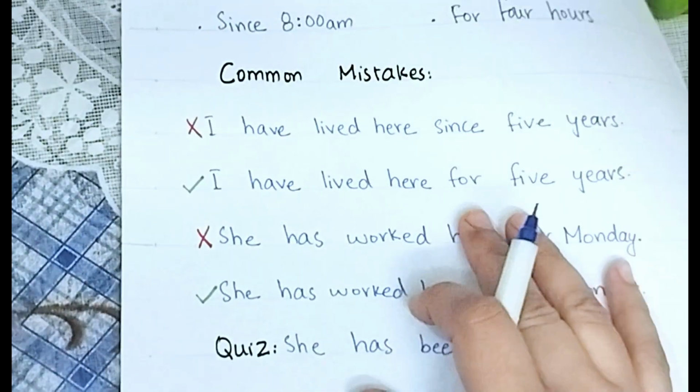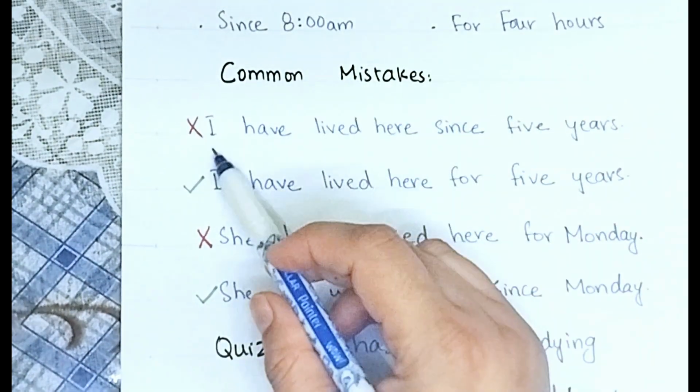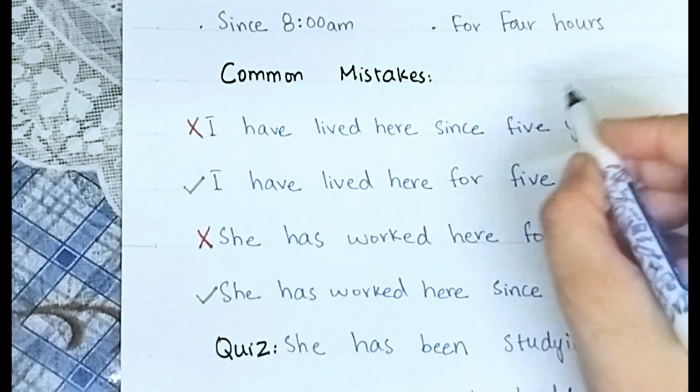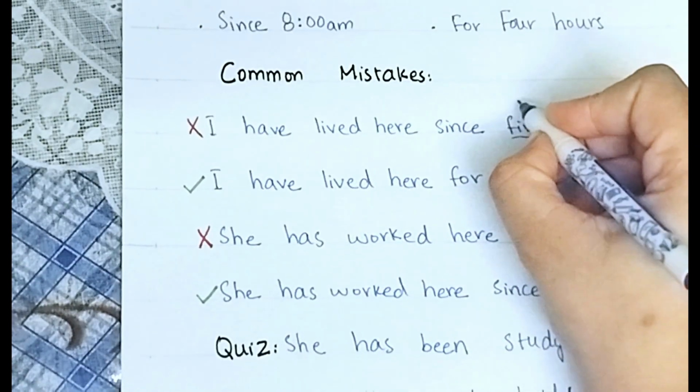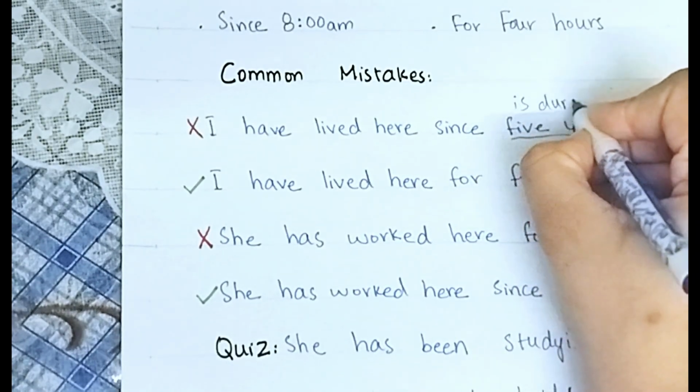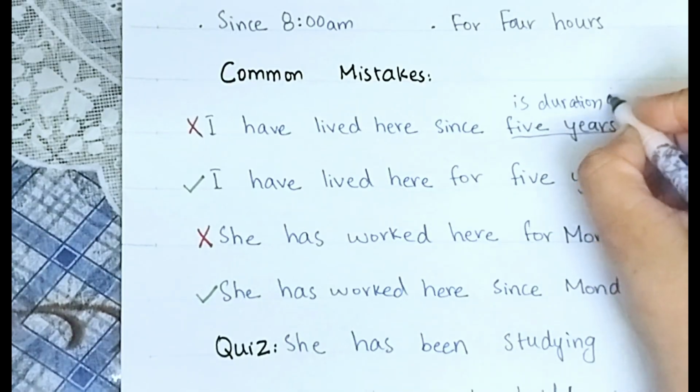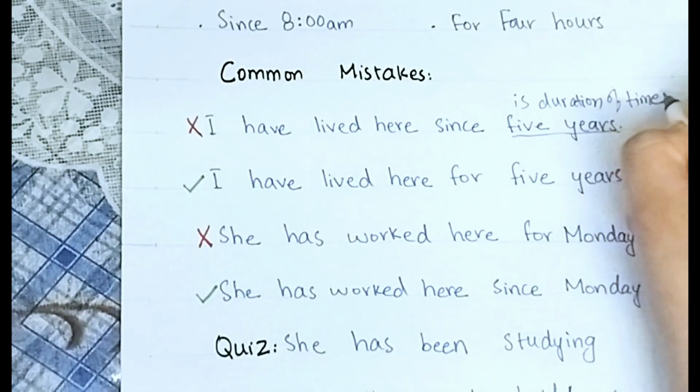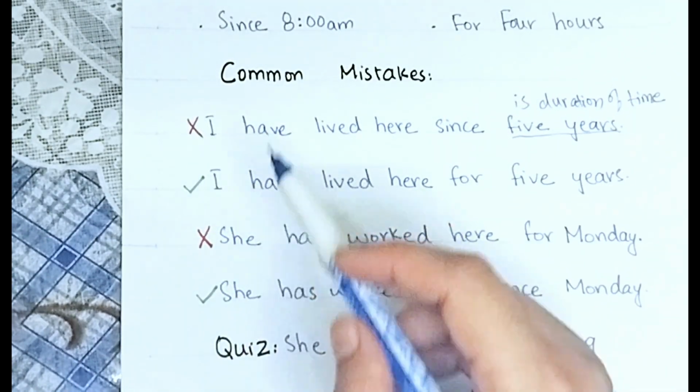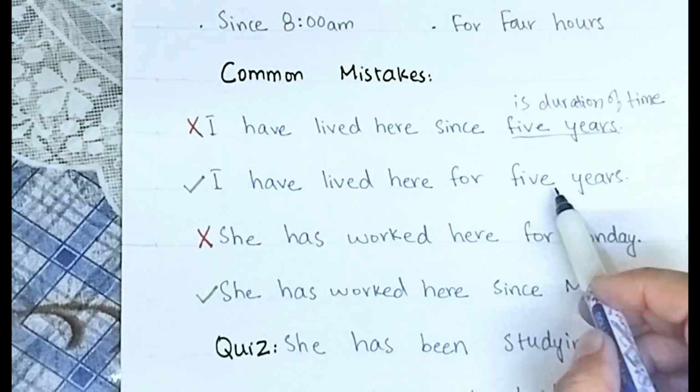Here are some common mistakes you must avoid. I have lived here since 5 years. 5 years is duration of time. So, it's a wrong sentence. I have lived here for 5 years.